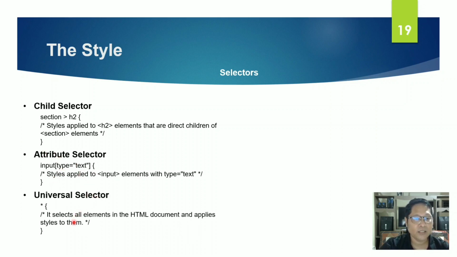Next, we have the universal selector. We can determine this is a universal selector because of the asterisk. It selects all elements in the HTML document and applies styles to them. So all elements, by using the asterisk as the universal selector.